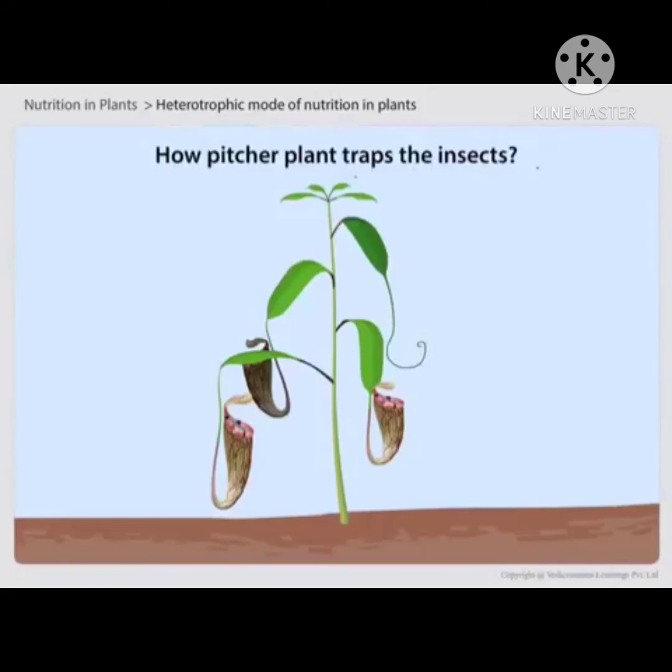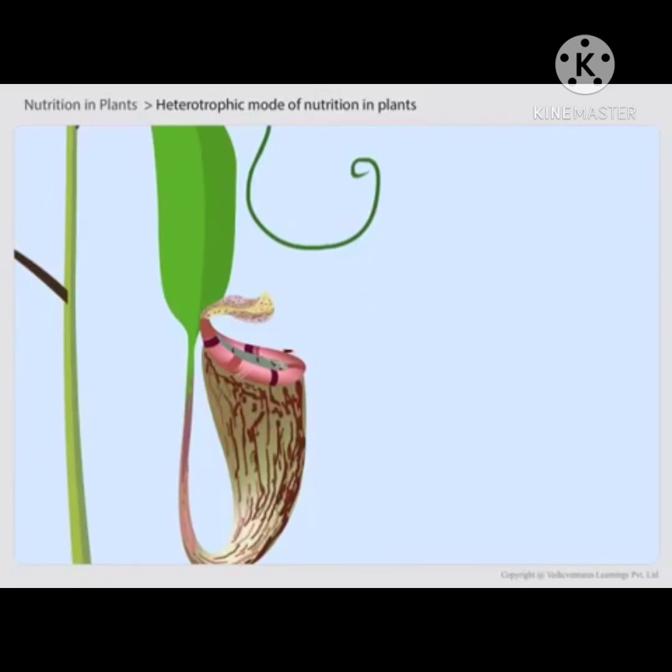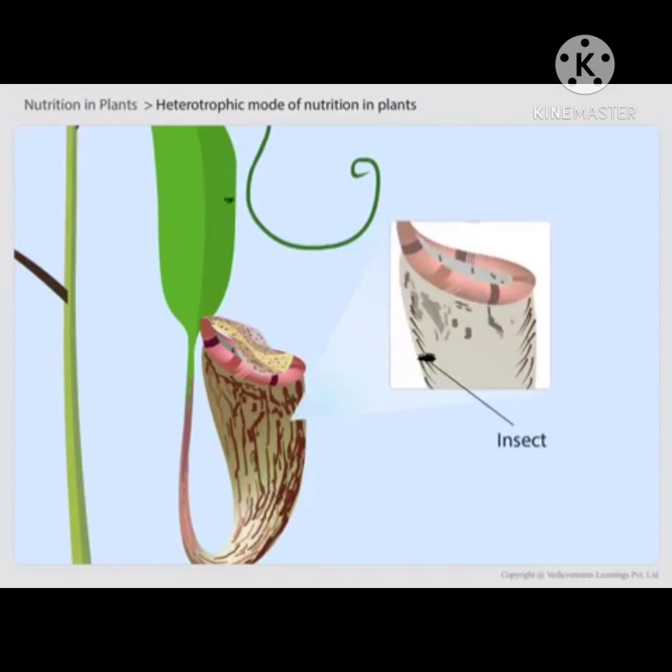Let us now learn how a pitcher plant traps insects. When an insect lands in the pitcher, the lid closes. The trapped insect gets entangled in the hairs present inside the pitcher. The insect is digested by the digestive juices secreted in the pitcher. In this way, pitcher plants trap insects.